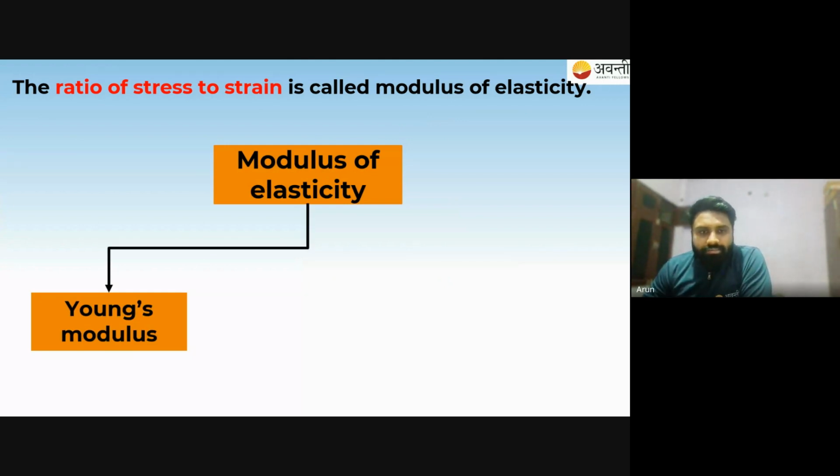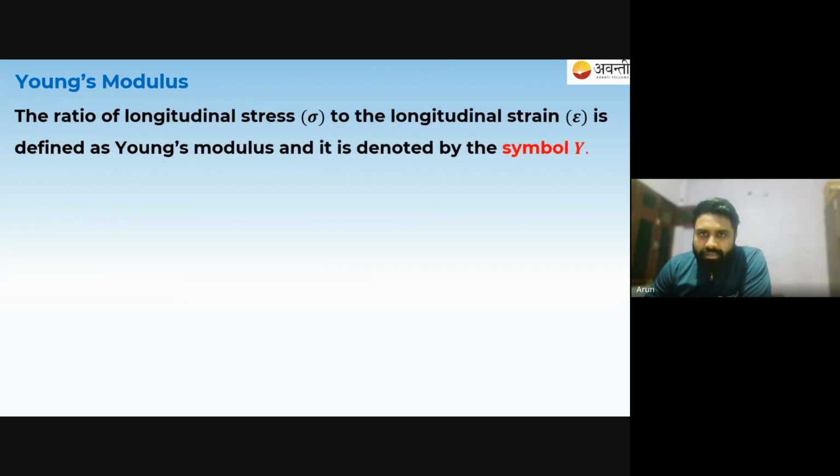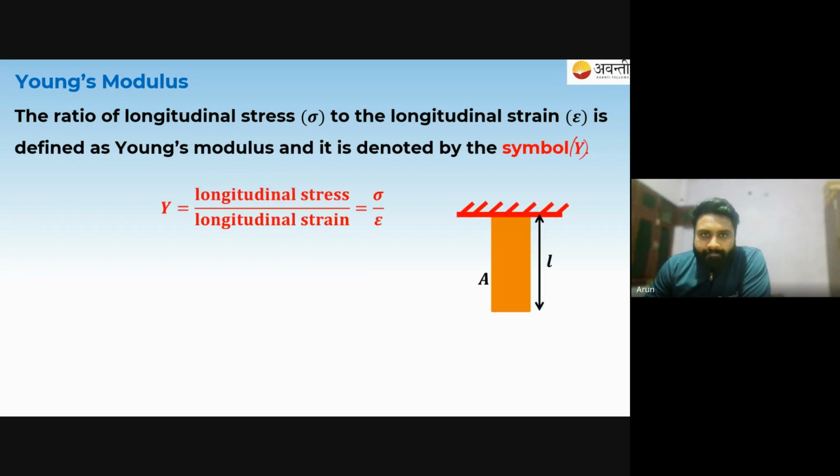The first is Young's modulus, then shear modulus, and bulk modulus. Now, what is Young's modulus? I have told you that three types of stress we have, three types of strain we have. If we take one of the stress and one of the strain, that ratio is the modulus. If you take longitudinal stress with the same strain, which means longitudinal strain, that ratio is termed as Young's modulus of elasticity. The ratio of longitudinal stress, sigma, to longitudinal strain, epsilon, is defined as Young's modulus and it is denoted by the symbol capital Y.